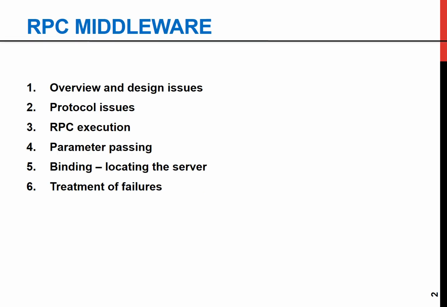We will be covering the following topics. We'll start with an overview and design issues for middleware for distributed systems. We'll look at some of the protocol issues, what kind of rules we can embed within middleware to enable them to work reliably. We'll look at the RPC execution model and parameter passing, how parameters are passed when comparing parameter passing in local systems versus parameter passing across networks.